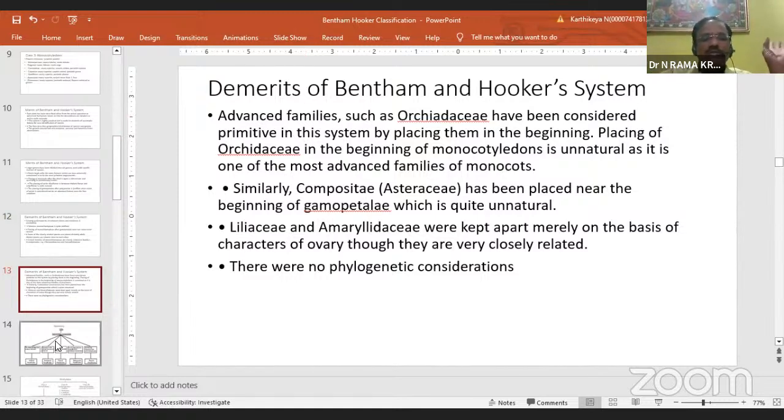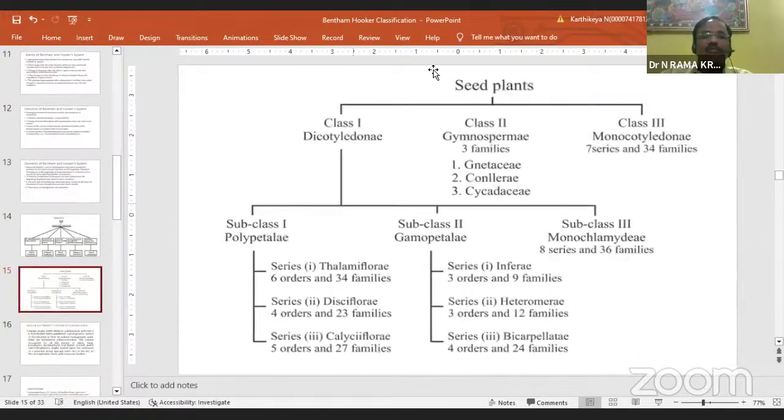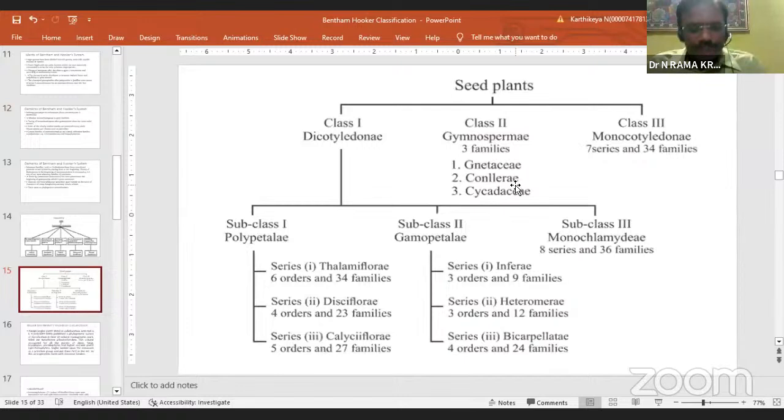So this is one of the taxonomical charts, whatever we have completed in the entire taxonomy. This is also one of the flow charts in the Bentham-Hooker classification. Is it clear now? Any doubt in the Bentham-Hooker classification? This is the most important classification.